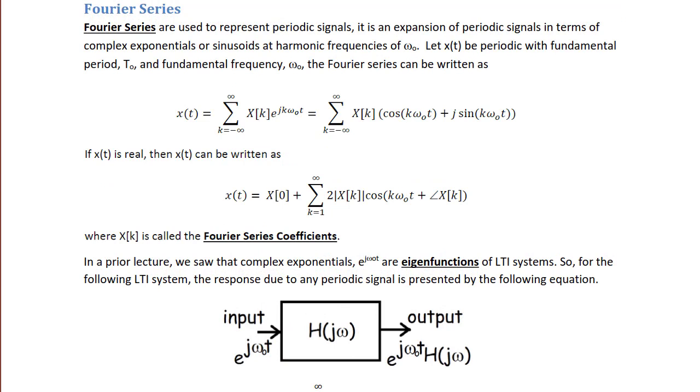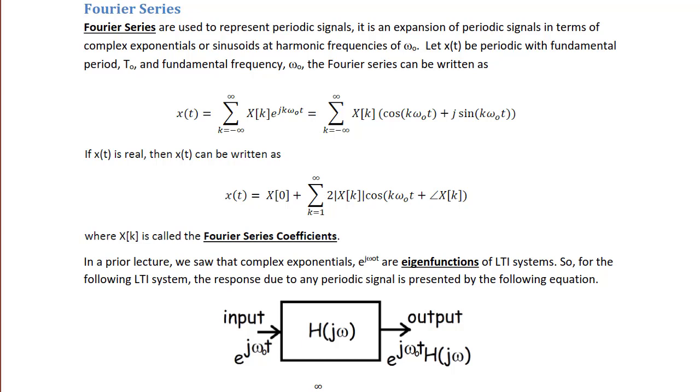It is an expansion of periodic signals in terms of complex exponentials or sinusoids at harmonic frequencies of omega naught. Fourier series are like waves. They are a more efficient way to transfer energy, that's just the sum of a series of sinusoids or waves.